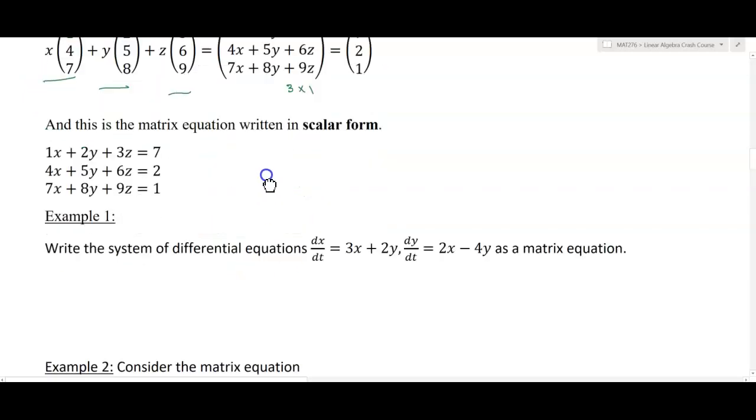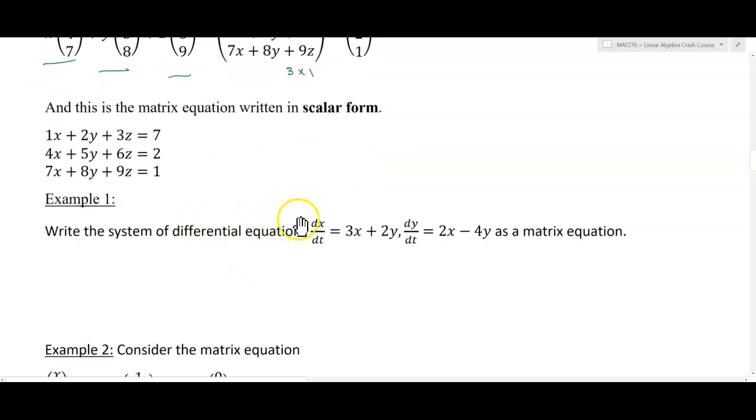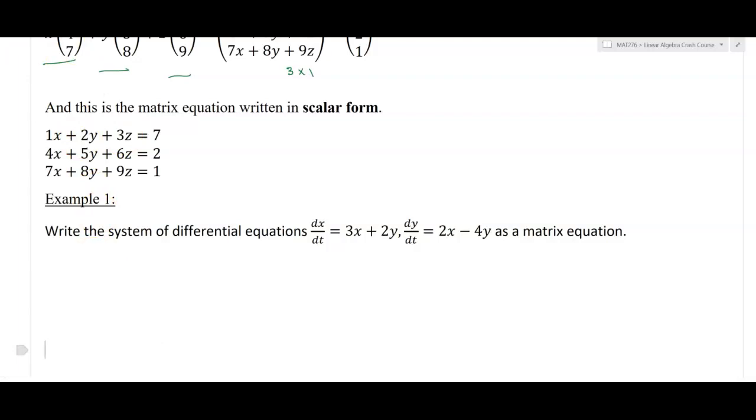So let's practice this a little bit. Write the system of differential equations dx/dt equals 3x plus 2y and dy/dt equals 2x minus 4y as a matrix equation. So the first thing I'm going to do is write these 2 equations above one another, like this.